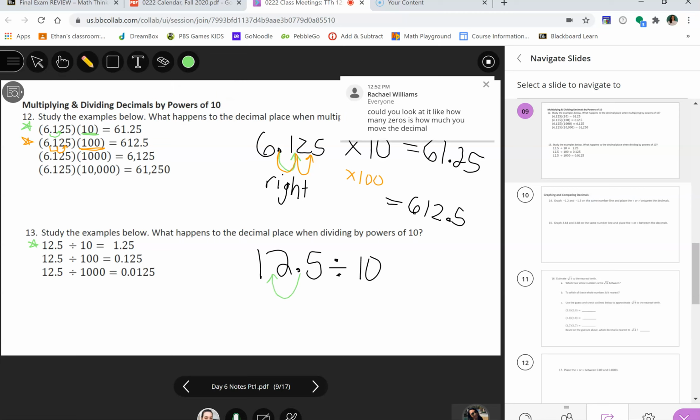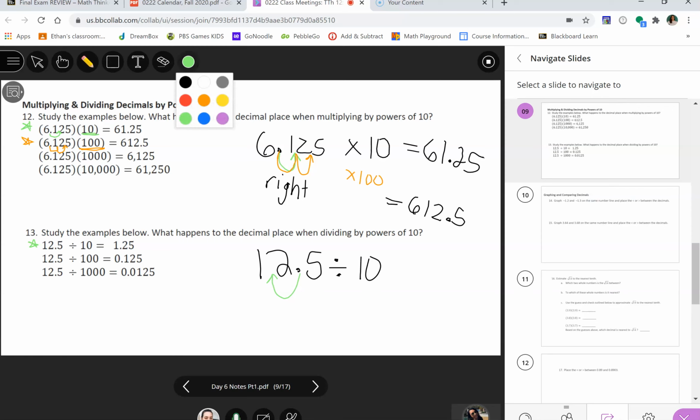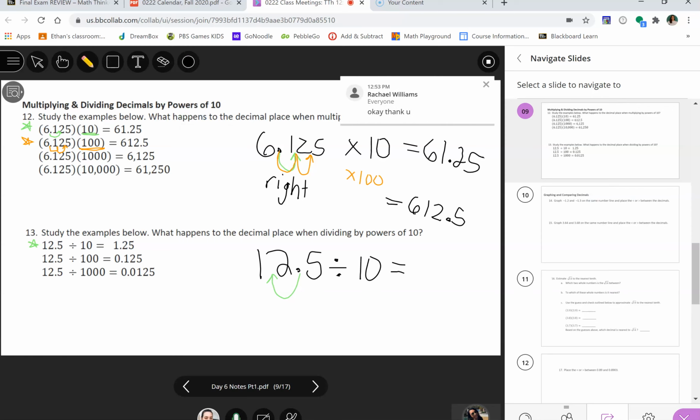Yeah, and you just look at how many zeros. That's right, Rachel. And it tells you how many times to move the decimal. It's just a shortcut to help us with percentages later, so I just wanted to point it out. But if you just want to use your calculator, that's totally fine too.